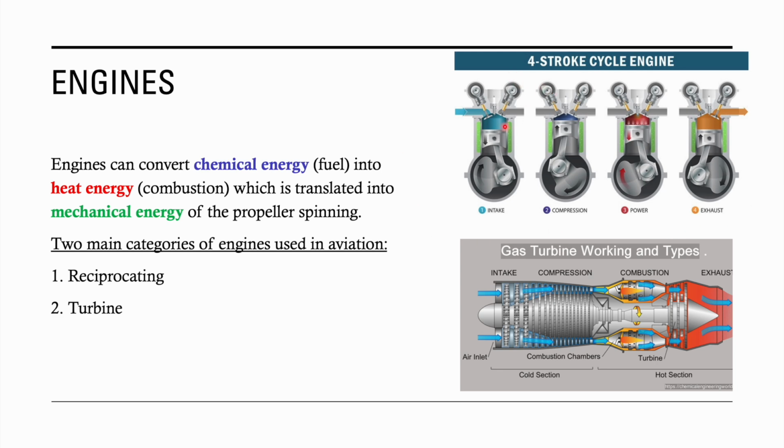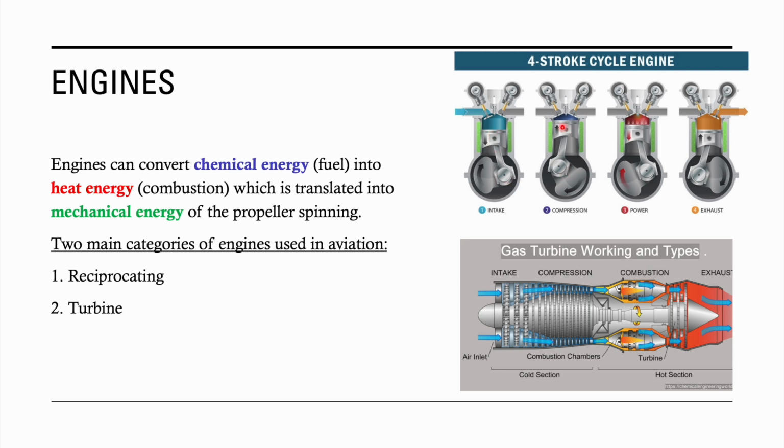So there's a 4-stroke cycle. The first one is intake. So it's called intake because it allows air and fuel to enter the cylinder right here via the intake valve. So this valve opens up, allows your fuel air mixture to enter this chamber while this piston goes downward.